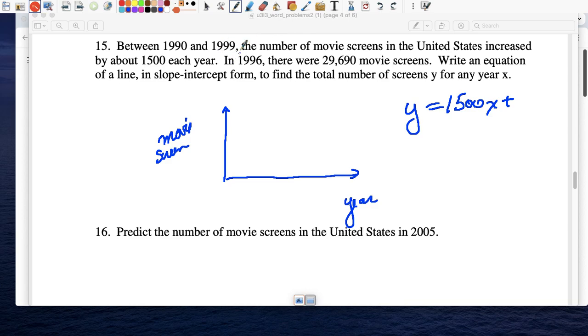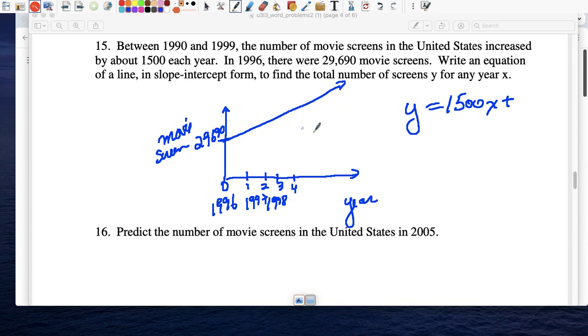So what we do know is in 1996, and that's where I'm going to start, because I don't have any other piece of information. So I know that in 1996, and I'll write 1996 over here, and that will be my year zero, the year that I actually started counting. The number of movie screens in the United States was 29,690. And then this starts growing, so 1997 would be year one. 1998 would be year two, since I started recording this, and so forth. And it starts growing.